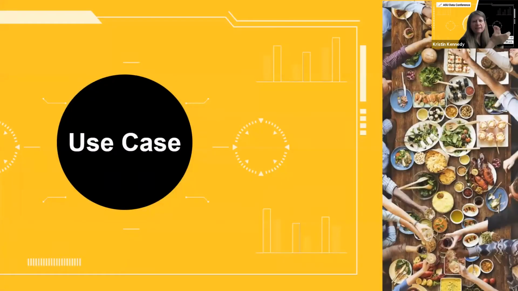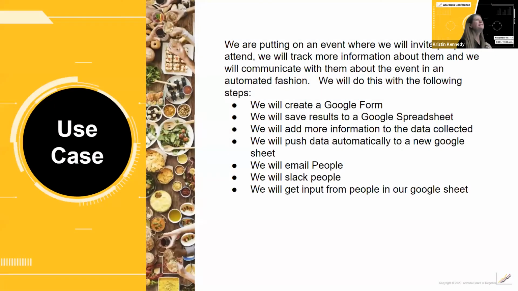And so that's Alteryx. Again, we're going to be doing some extracting, transforming, and loading. So today's use case is that we are putting on an event where we are going to invite people to attend, and then we're going to track more information about them, and then we're going to communicate with them about the event in an automated fashion.